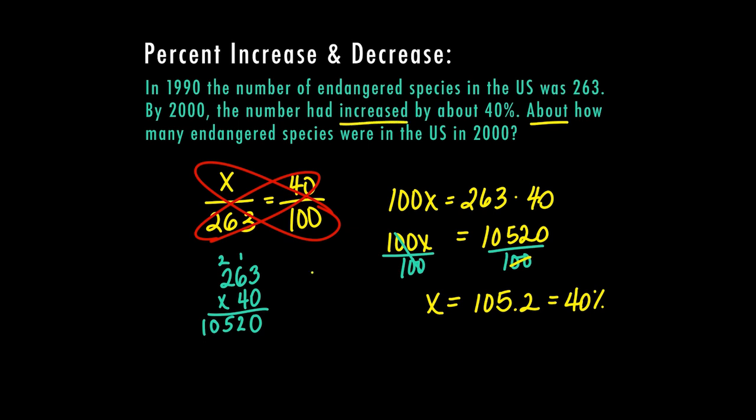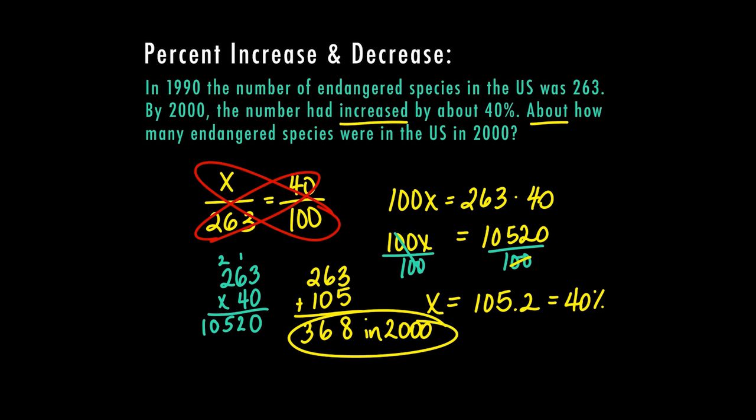So now I'm going to take my 263 that were in 1990, and I'm going to add the 105. I'm going to go ahead and leave off that decimal. And so I'm going to add 105 because that's my increase since 1990. So I'm going to add that up. And that means that there were about 368 endangered species in 2000.